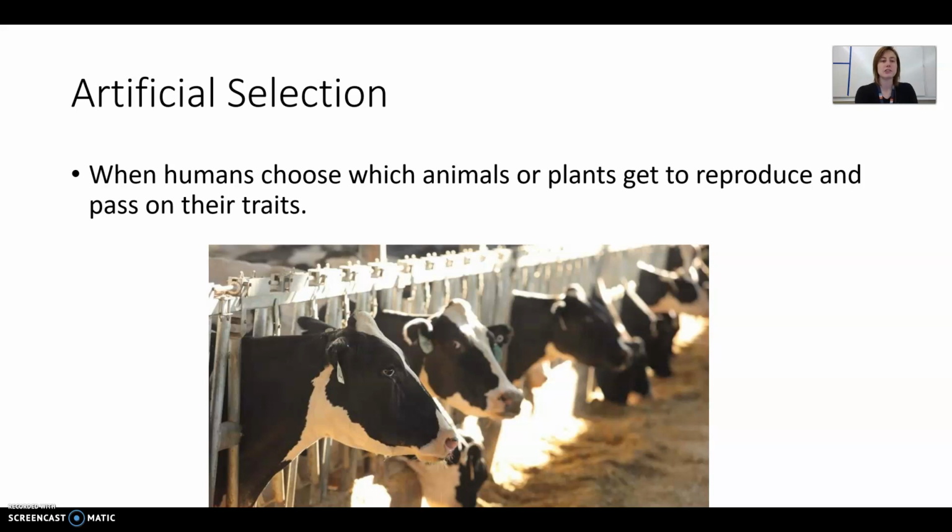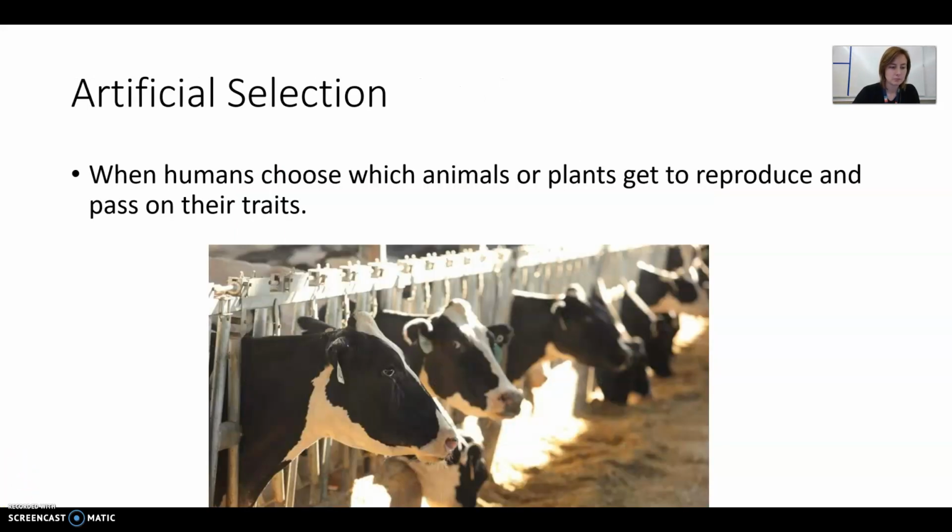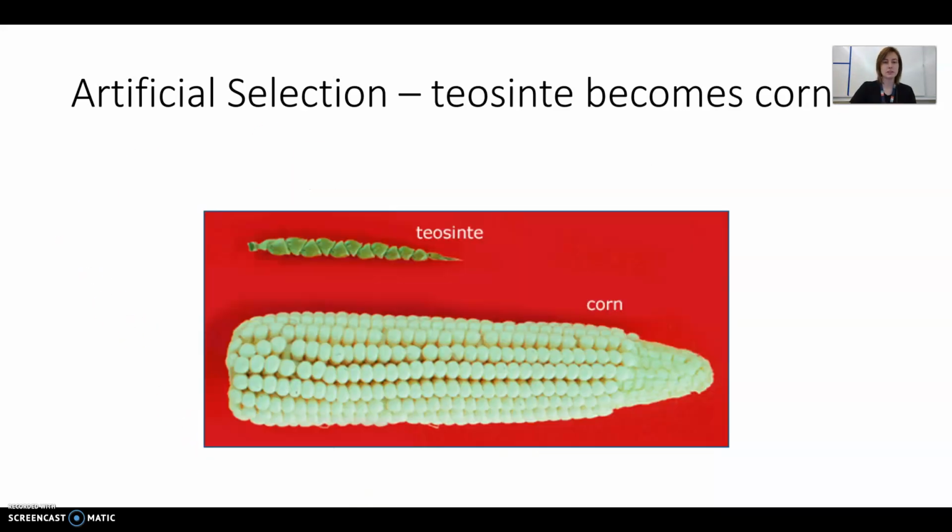So artificial selection is when humans choose... Oh, whoops. Hold on. I got to turn on my pen. Here we go. It's when humans choose which animals or plants get to reproduce and pass on their traits. And because they're choosing which organism gets to reproduce, they're also choosing which traits they want the population to have. So let's look at another example of this.